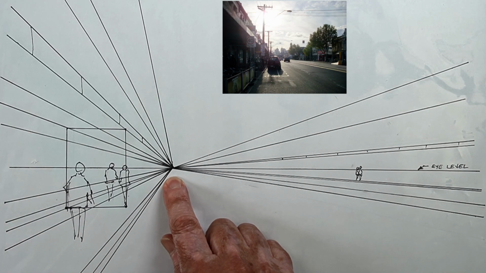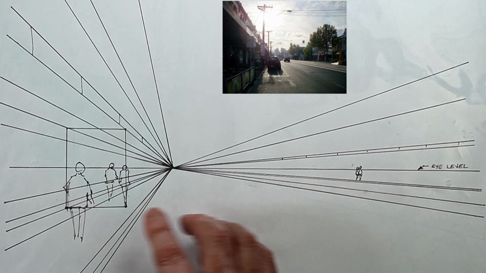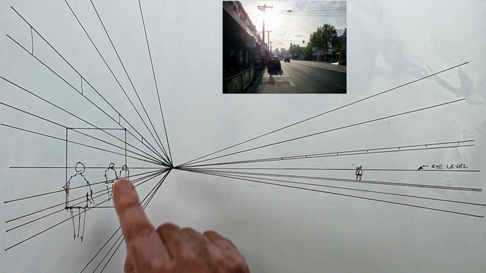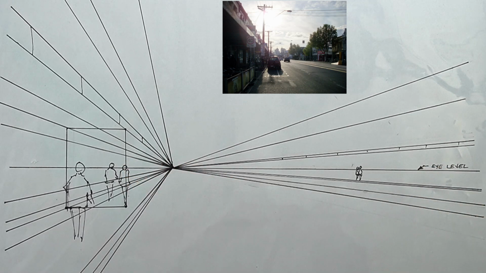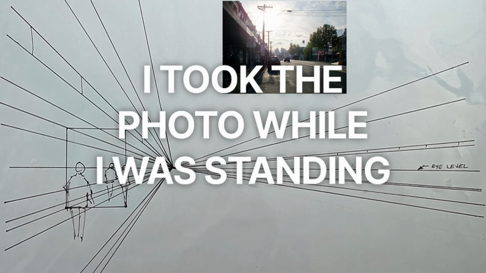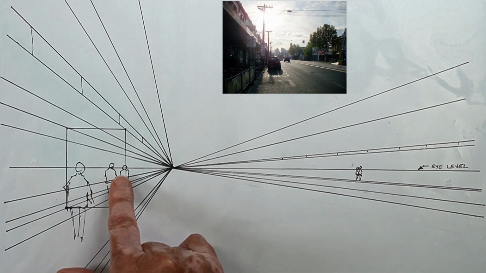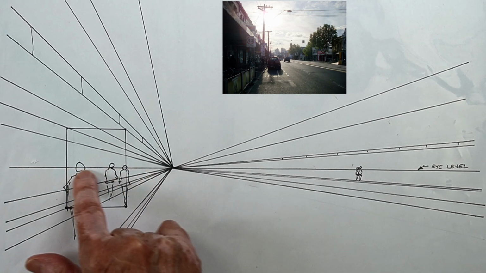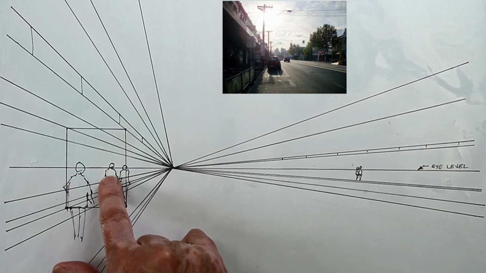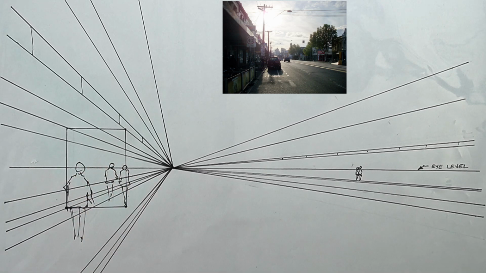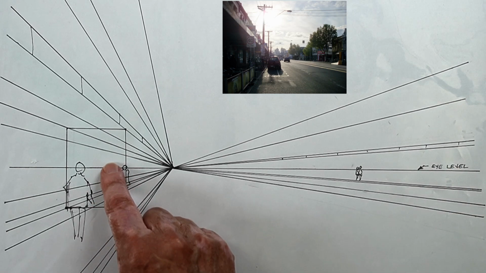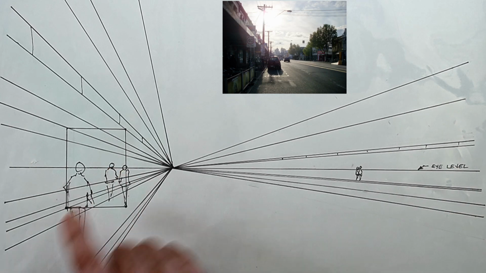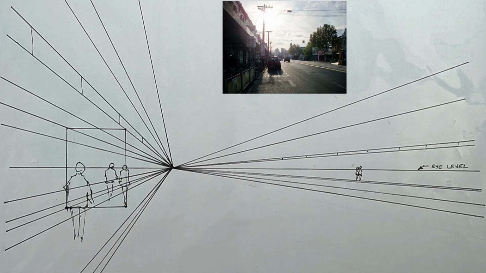Once I've established the vanishing point and drawn in some of these radial lines, I next put in a figure. The key thing about the figure is, if they're standing, and if the reference photo was taken while the person was standing, then the figures within the scene are all going to have their heads roughly around eye level. So there's eye level, and I have some figures with some heads above eye level, some on eye level. I might even have some a little bit below eye level.